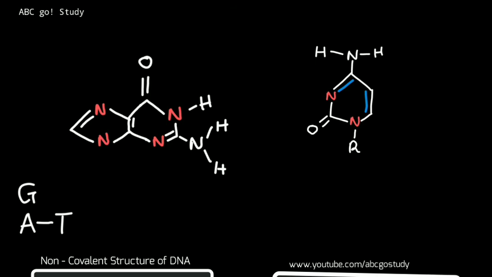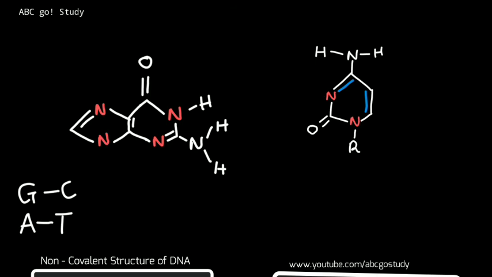So we pair this purine with what? With another pyrimidine. What is that pyrimidine? It is cytosine. So we pair guanine with what? With cytosine. So that's how we pair those bases in DNA. Do you understand?